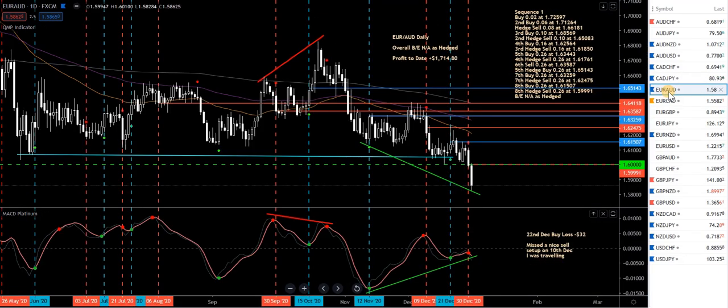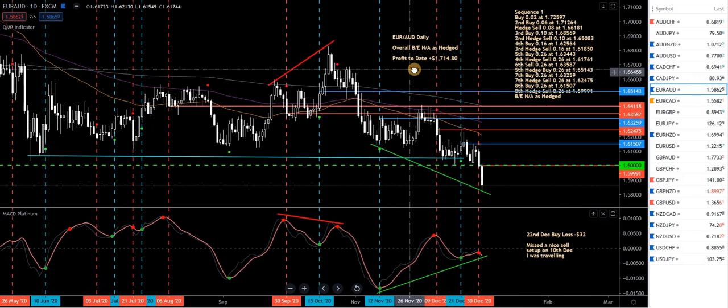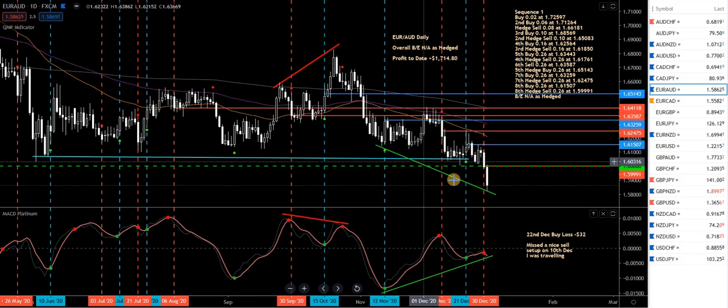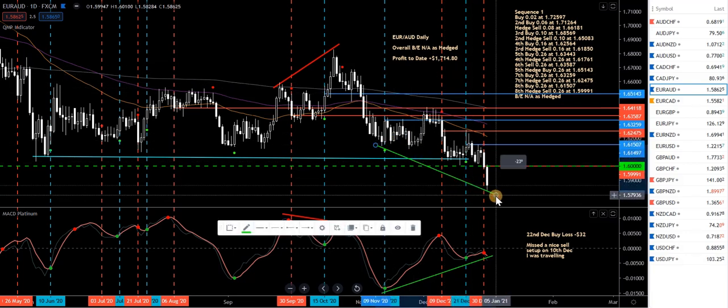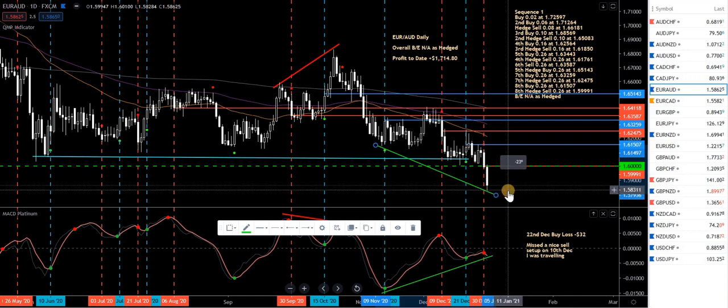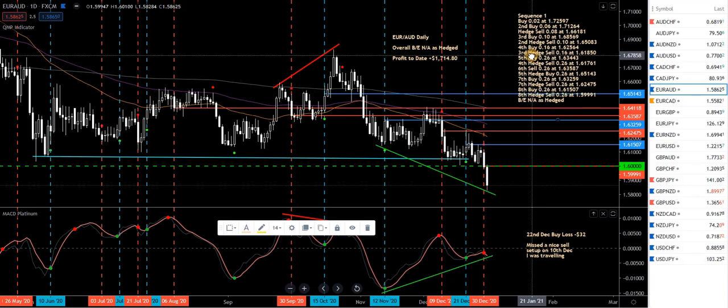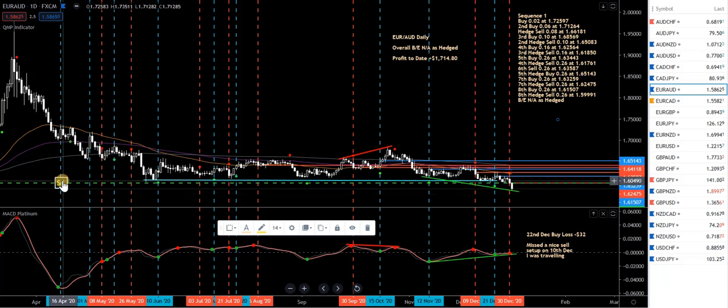Euro Aussie, this is a pair that does give me some grief sometimes, but I don't mind trading it. It makes me some good money. And at the moment, we've drawn these trend lines in, potential regular bullish divergence setting up. We had a big couple of drops last couple of days. At the moment, I'm hedged on sequence 1. Again, as I said before, sequence 1 is from back here a long time ago.